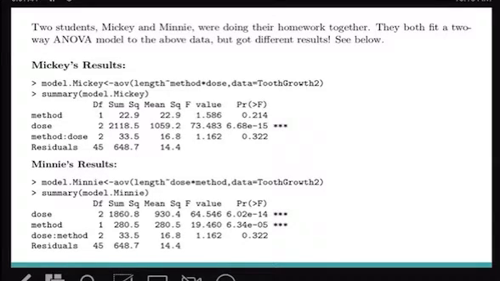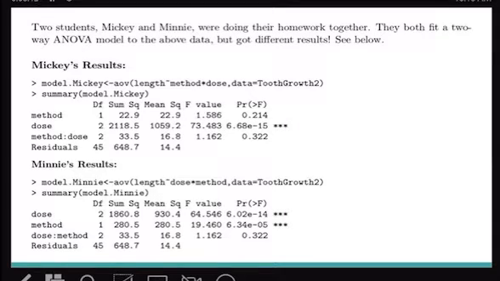Now, two students ran this analysis together. The name of the first student was Mickey. The second one was maybe Minnie or Mini. Look at the first result, look at the second result. The results are not the same. Okay? The results are not the same, despite the fact they are actually using the same data from this experiment.